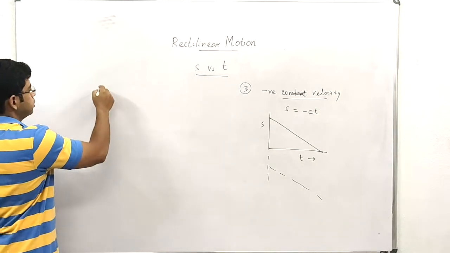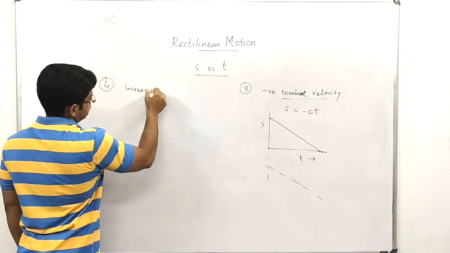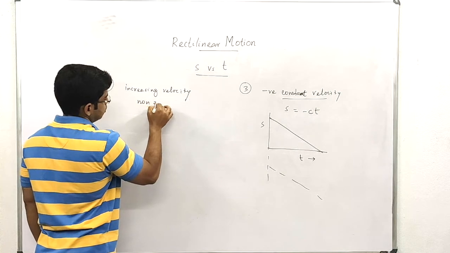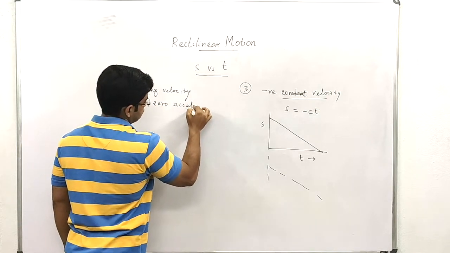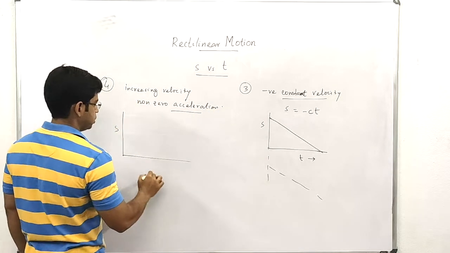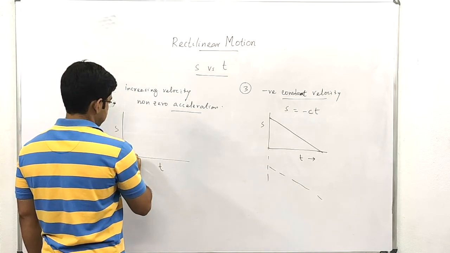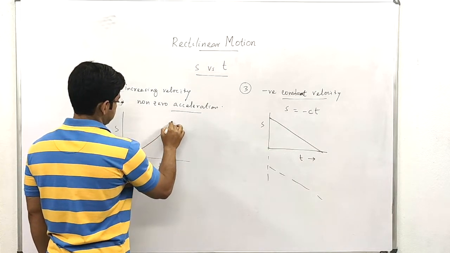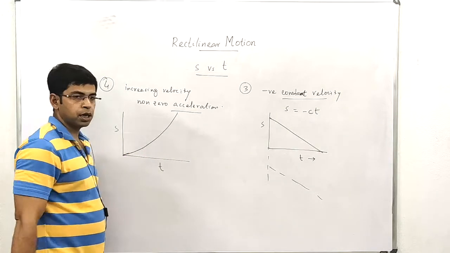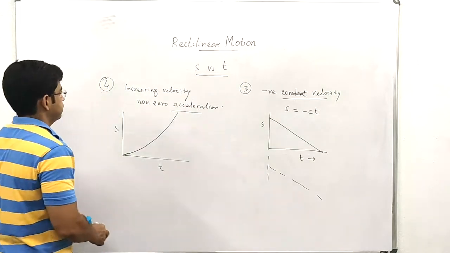Now the fourth case is increasing velocity or non-zero acceleration. In that case s versus t curve will no longer be a straight line. Since the velocity is increasing, that means the slope of the s versus t curve, which denotes the velocity, will gradually increase with time t.